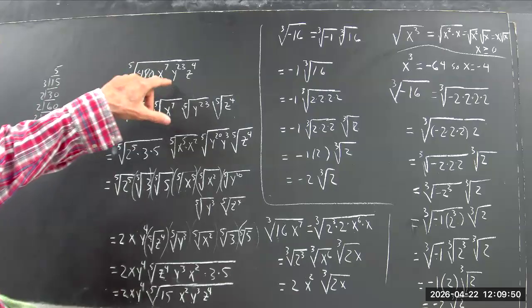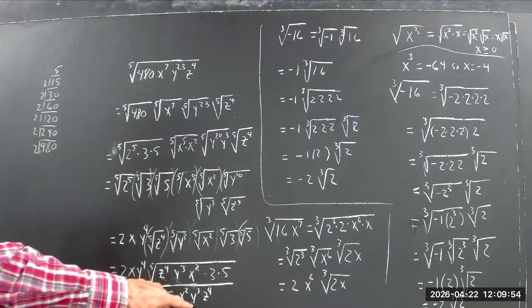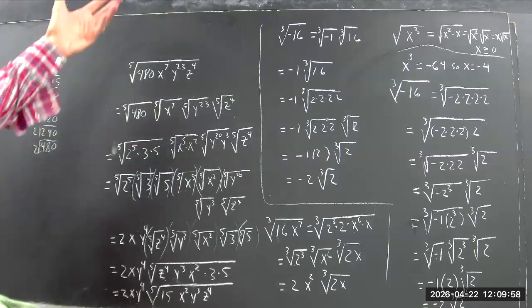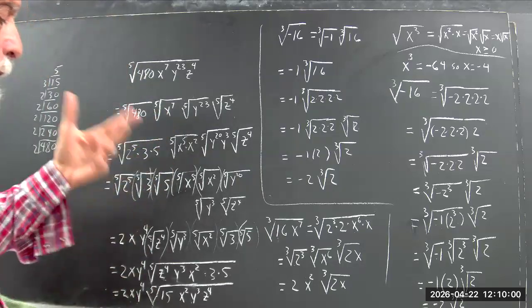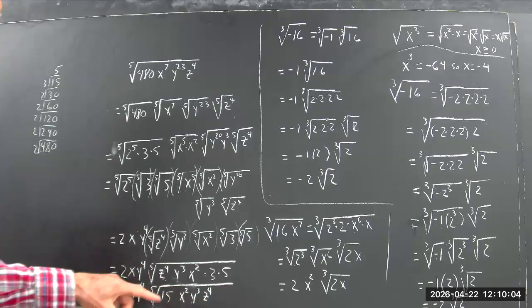And the fifth root of y to the 20th was y to the fourth. There's the y to the fourth. And there's the y cubed under the radical. And z to the fourth doesn't have a fifth power within it. So it just goes here. So I'm pretty sure that's right.